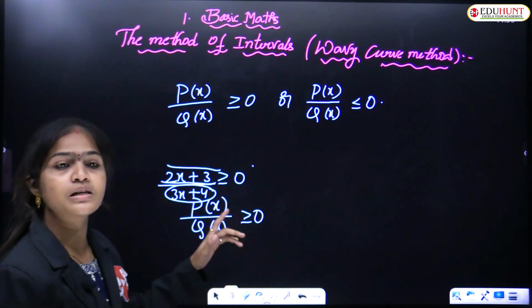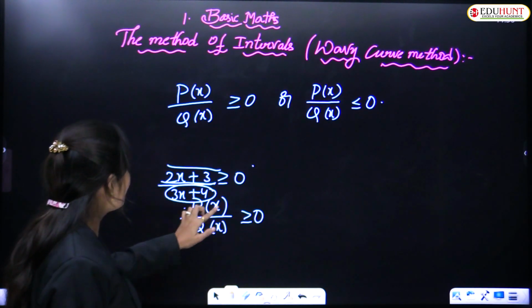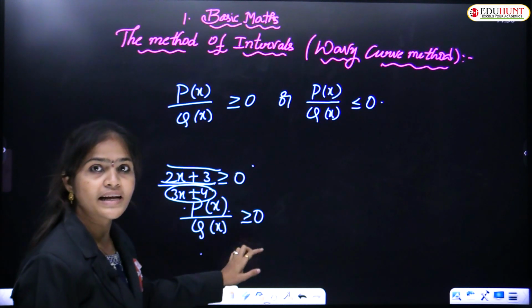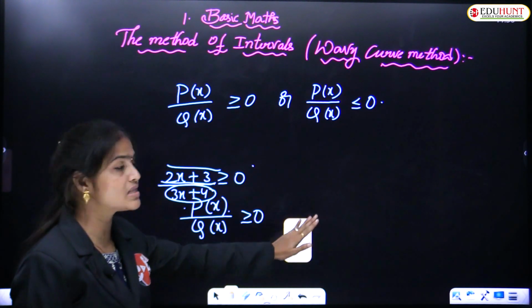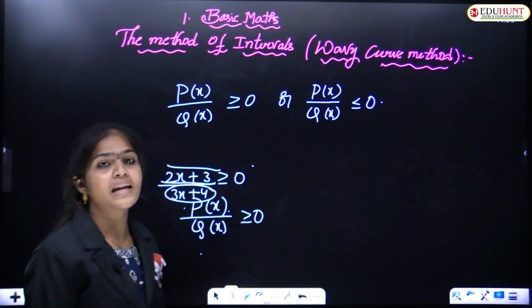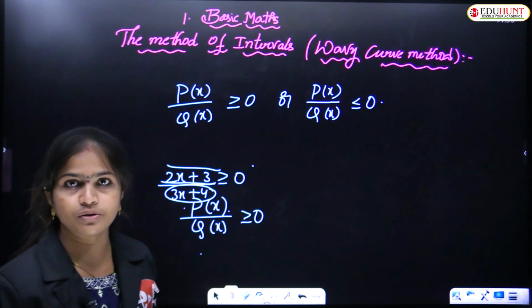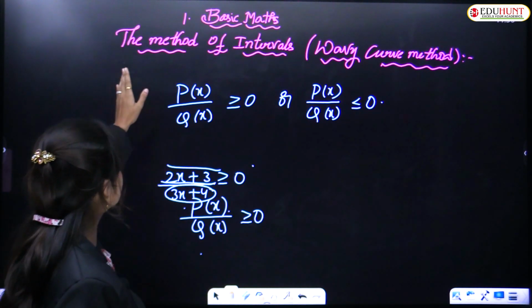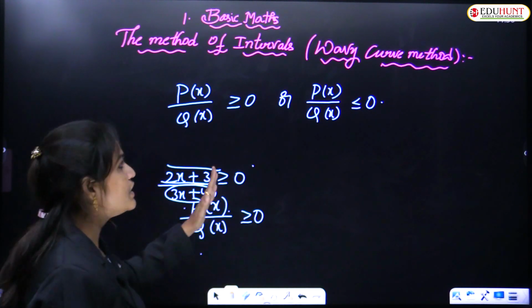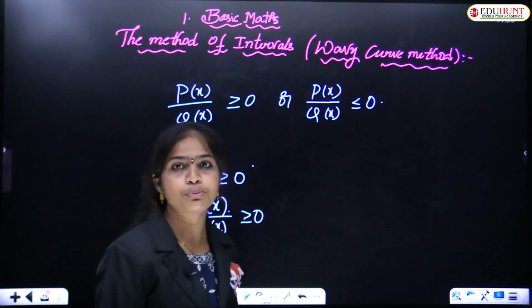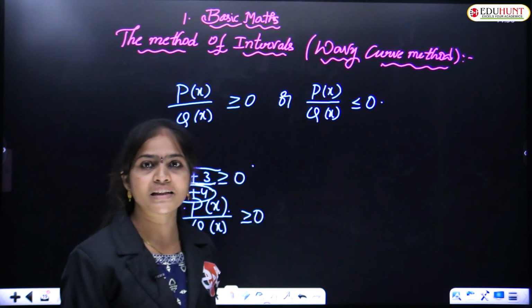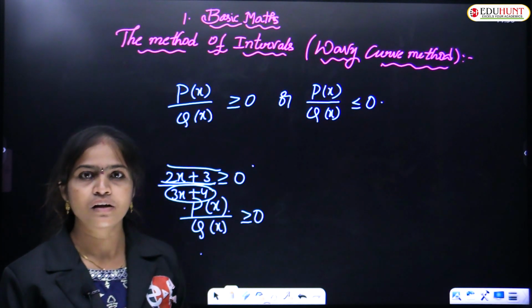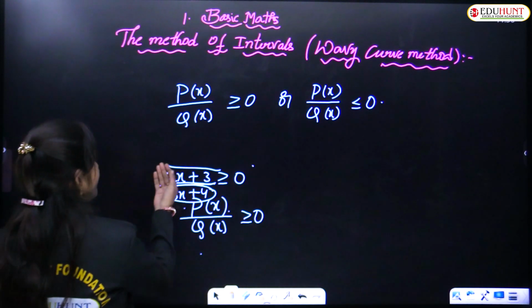Now the inequations which are in the form of p of x by q of x, greater than or equal to 0 or less than or equal to 0. Okay, did you understand children? That is the purpose of using the method of intervals, which is also known as the wavy curve method. So by using this method, how do we find the intervals? Let us see that.